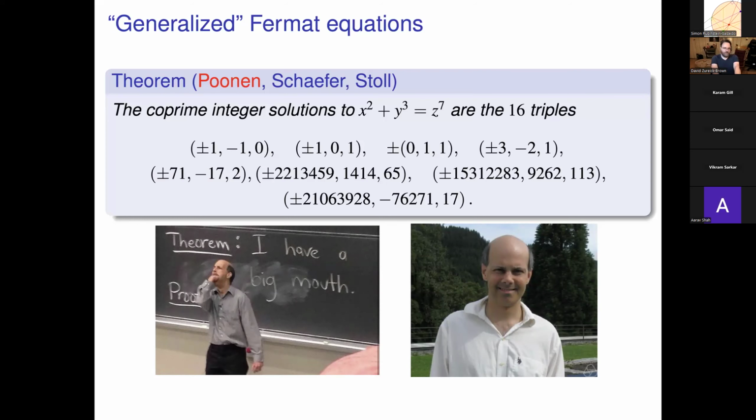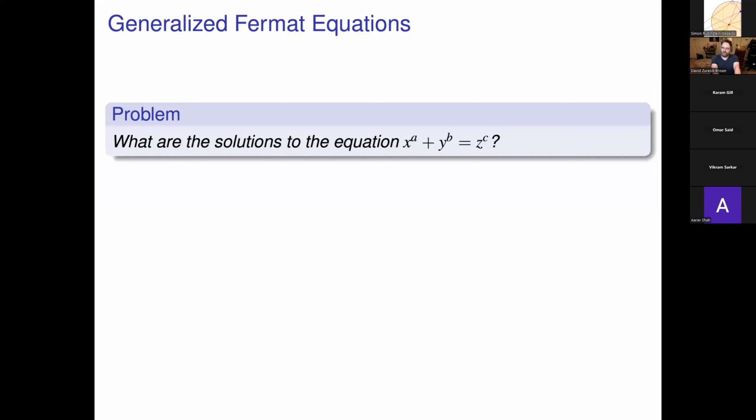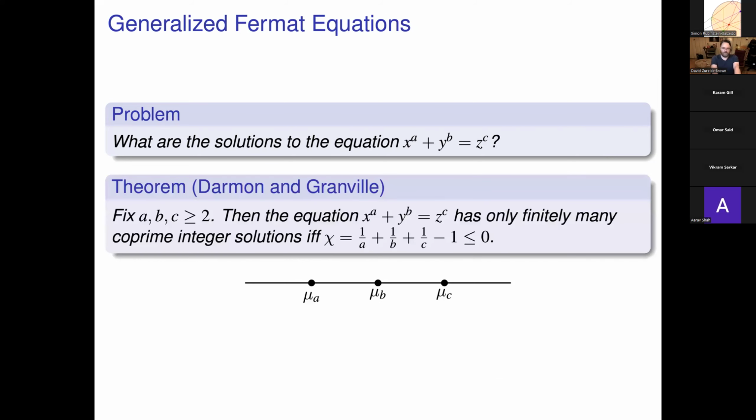So why is 237 so interesting? There's a very general framework for these: x to the a plus y to the b equals z to the c. In 1995, after the proof of Fermat's last theorem, Darmon and Granville studied the generalized Fermat equation. You can't solve it all at once, but you can at least, kind of like the Mordell conjecture that I showed you before, prove something for fixed a, b, and c, such that this weird quantity chi with these denominators is less than or equal to 0. So there's some constraint.